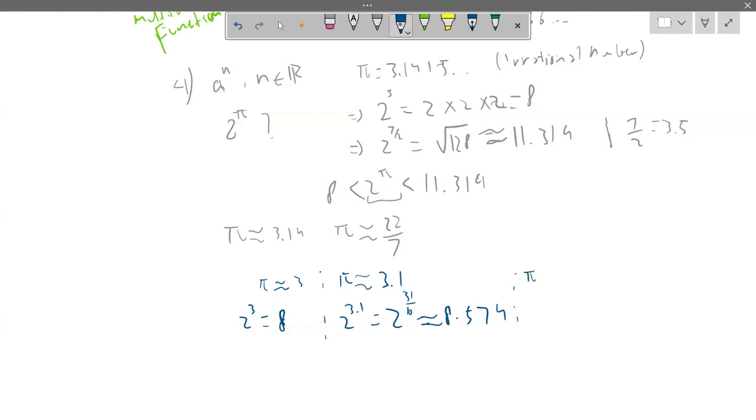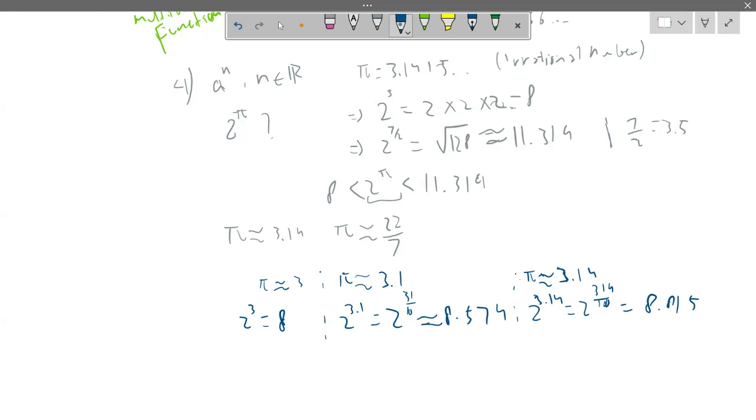Let's take pi to be 3.14. Again, what we have to calculate here is 2 to the power of 3.14, or 2 to the power of 314 over 100. And this is equal to 8.815. So what's the deal here?